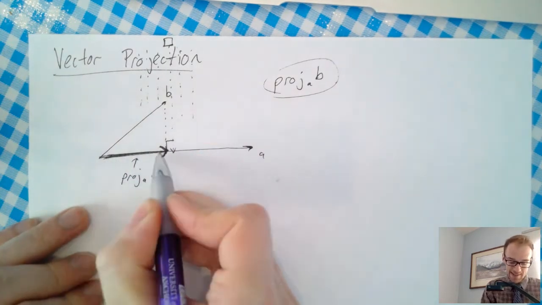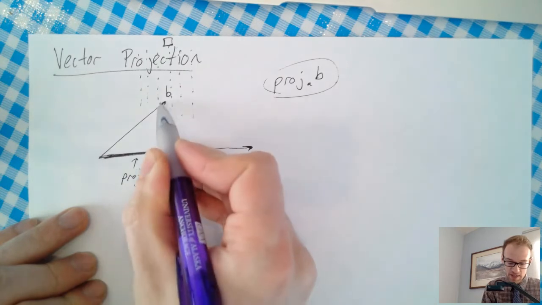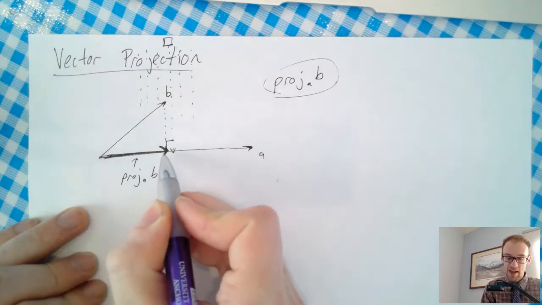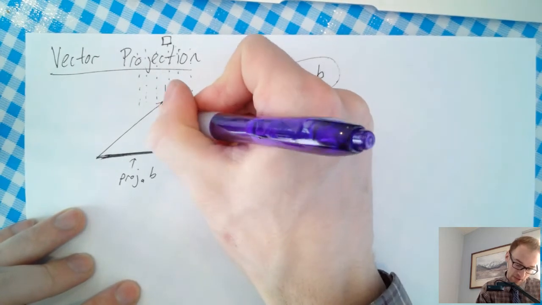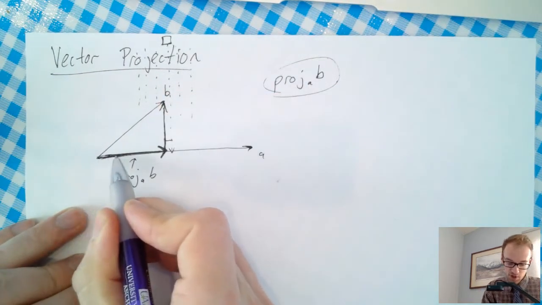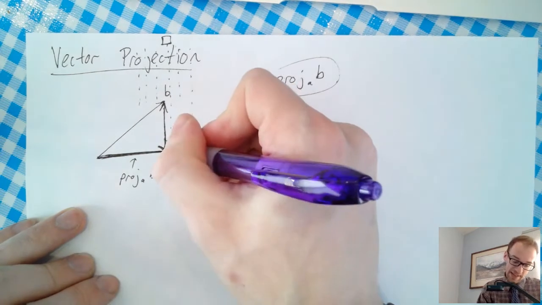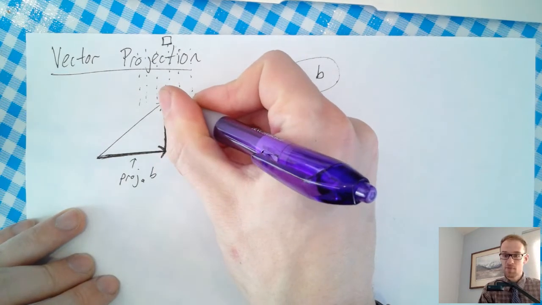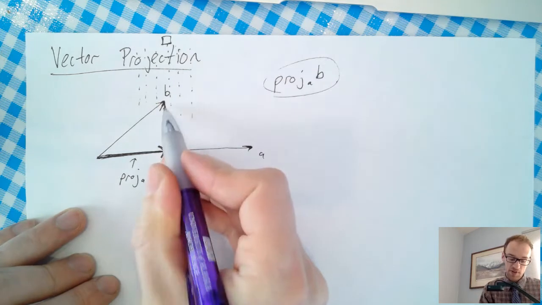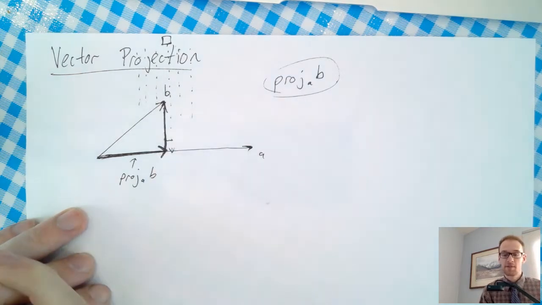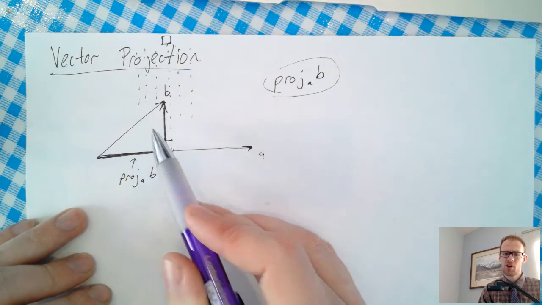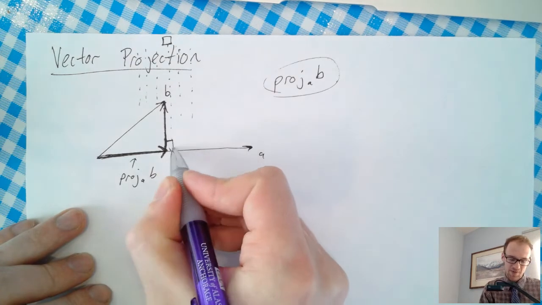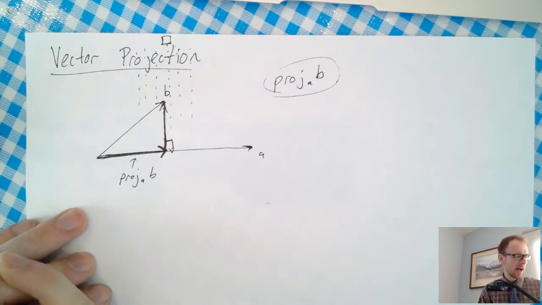You could think of this as how much of B is in the direction of A, and the rest is perpendicular to A. So I could take the projection of B onto A, and add this other vector that's 90 degrees to A, and add those two vectors together, and you would get vector B. So that's the projection of B onto A. You could think of it as the shadow of a vector onto the other vector at a 90-degree angle. How is this useful?